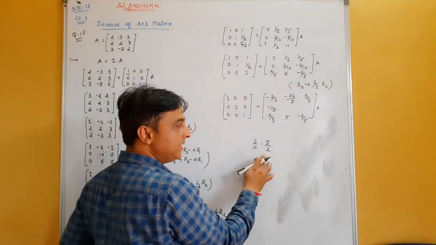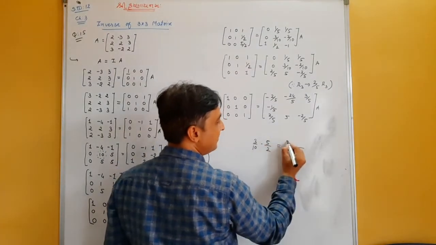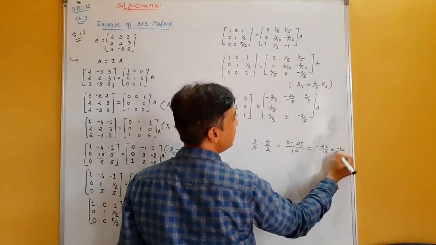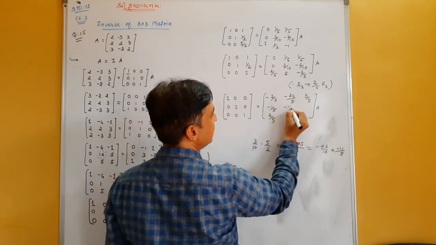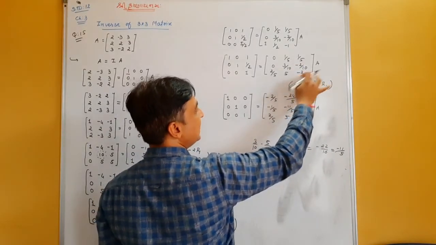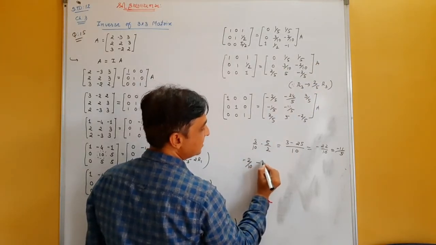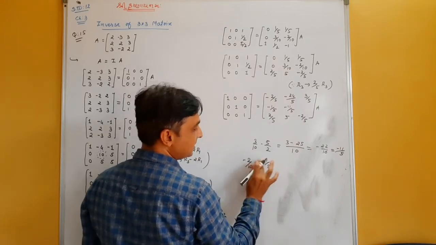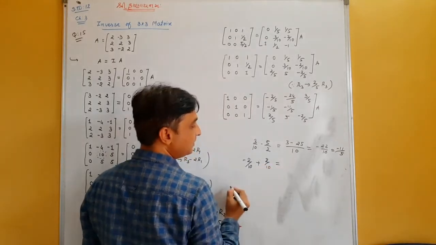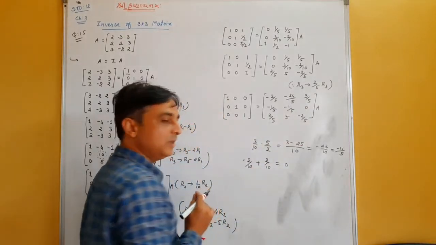So what will be the LCM? 10. The LCM is 10, multiply with 5, 25, minus 22 by 10, minus 11 by 5. Divide by 2 and subtract from, so minus 1 by 5, so plus 1 by 5. Divide by 2 means it is 10 and 2. So 0. So this is 0.